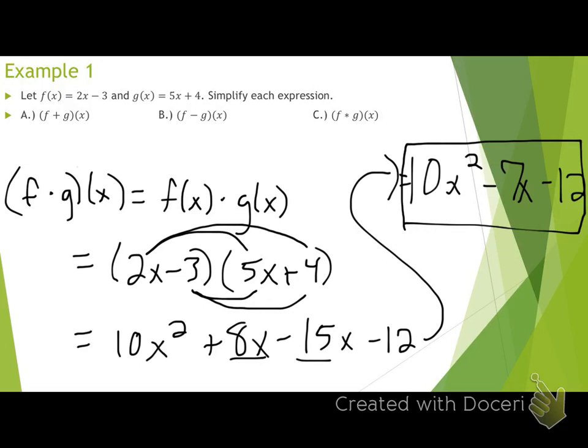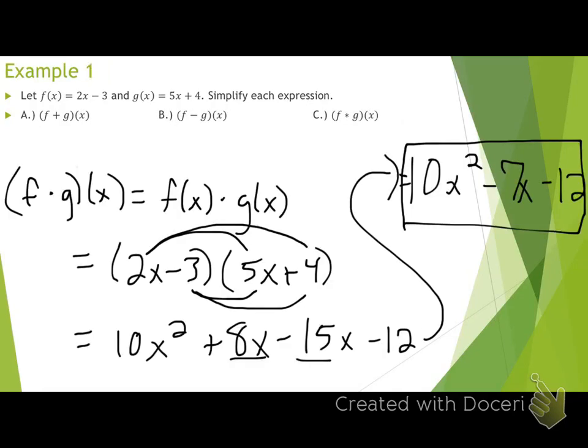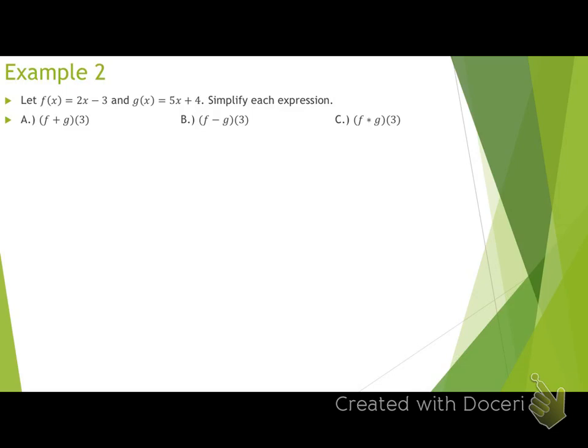Let's look at another example. It gives us the same two functions, f of x equals 2x minus 3 and g of x equals 5x plus 4. It says simplify each expression. On the previous slide, we just did f plus g of x, f minus g of x, f times g of x. Now, instead of having the x in that last set of parentheses, we have a 3. So it wants me to find f plus g of 3.